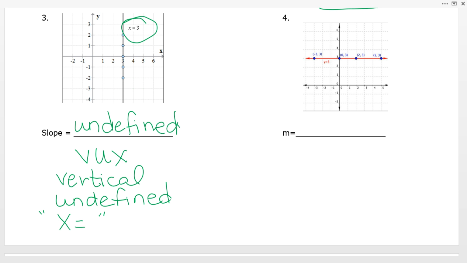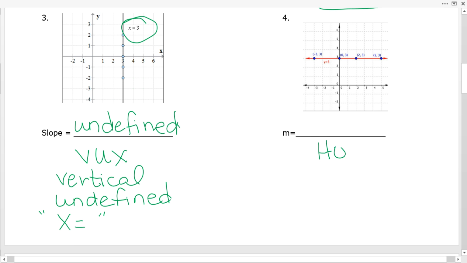So over on this side, we have HOY, and usually we say HOY first. We say HOY VUX is supposed to be your mental reminder for what we're doing. This one has a slope of 0. H is for horizontal.